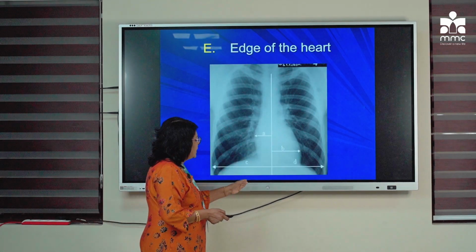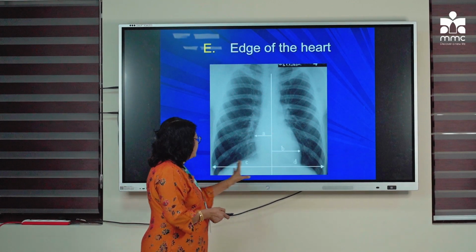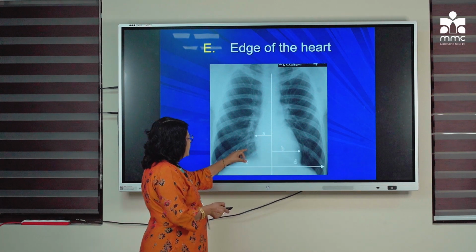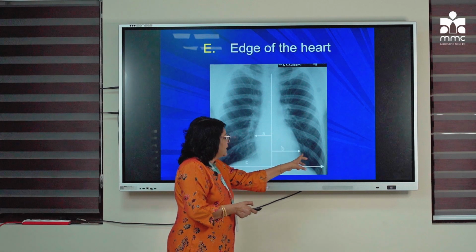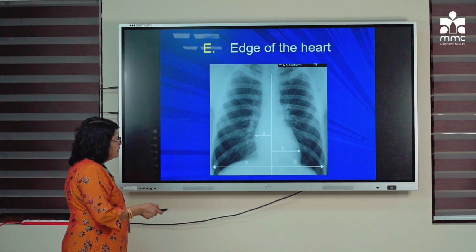Coming to the edges of the heart, normal cardiothoracic ratio is 2:1. You take a dimension, the maximum thoracic diameter, and you take the maximum cardiac diameter. Normally it is 2:1. Or you can take the diameter of the heart, 2/3 of the heart on the right side, 1/3 on the left side. This is how you measure the cardiothoracic ratio.